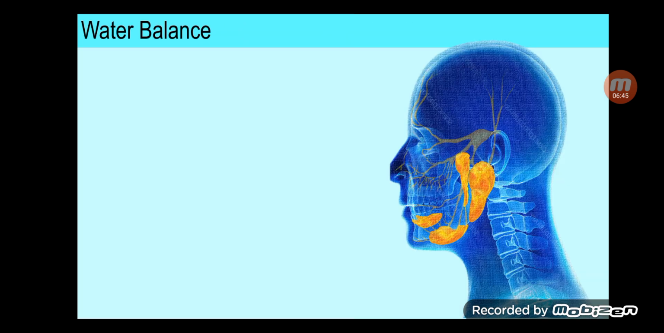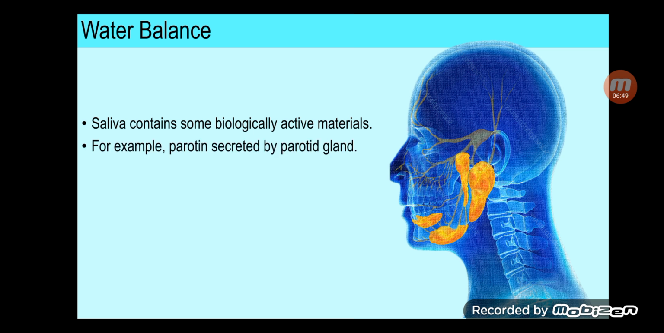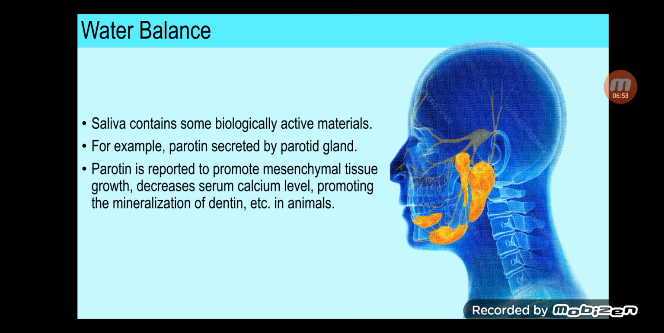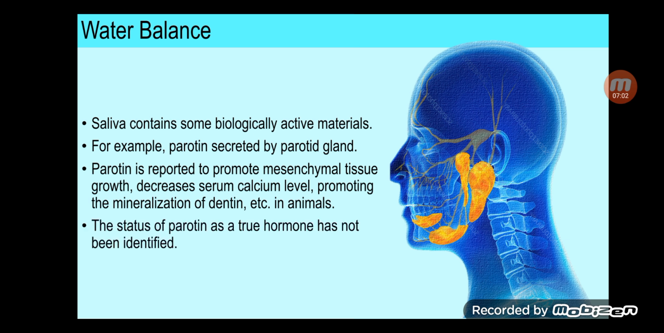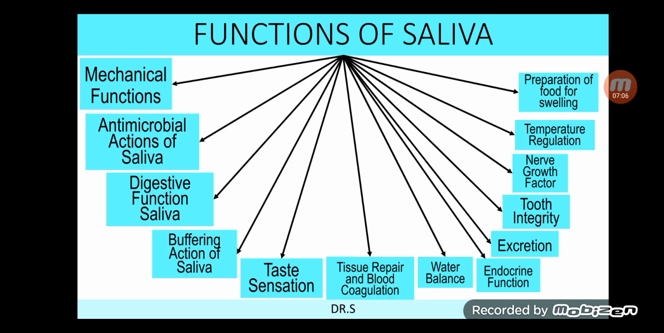The next function is endocrine function, and the endocrine function of saliva is because of some biologically active materials, for example parotin, which is secreted by the parotid gland and is reported to promote mesenchymal tissue growth and decrease serum calcium level, promoting the mineralization of dentine and enamel. The status of parotin as a true hormone has not been identified, but still.